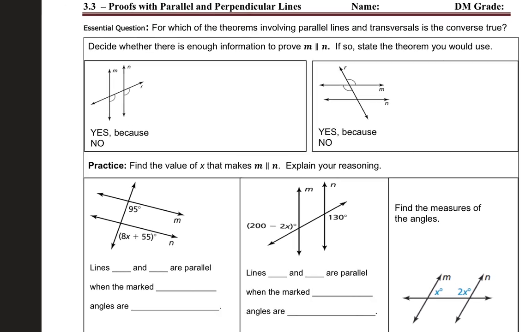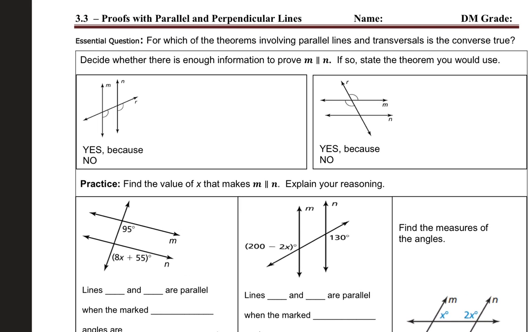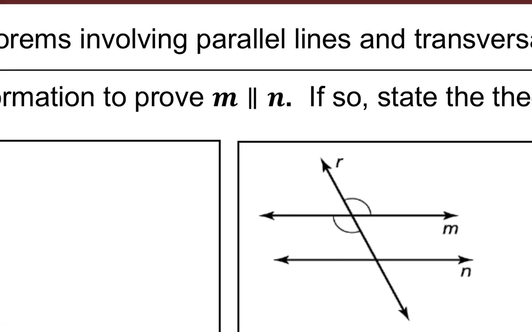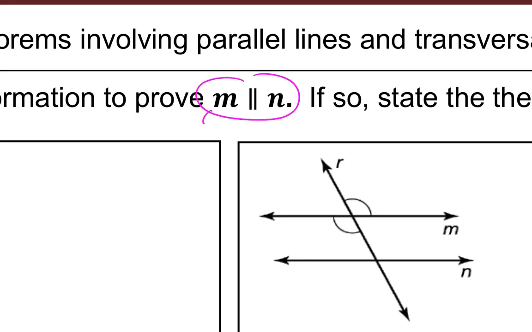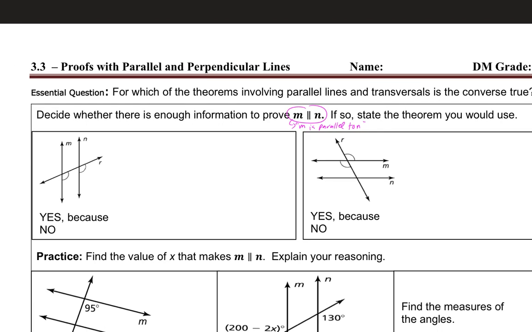So what that means is how can we prove that lines are parallel or perpendicular given what we learned last time? Okay, so let's look at this. It says decide whether there is enough information to prove that M is parallel to N. So that's what this means: M is parallel to N. Okay, so what we want to do is see if there's enough information to prove that. If so, state the theorem that we would use.